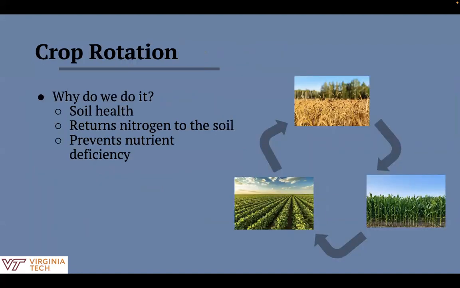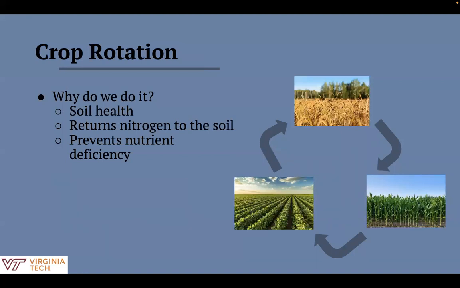Next is crop rotation. Crop rotation is essential in modern agriculture. What is crop rotation, you may ask? Crop rotation is the act of planting different crops on the same plot of land throughout different planting seasons. This improves soil health by balancing soil nutrients.